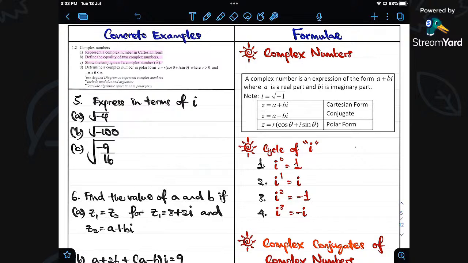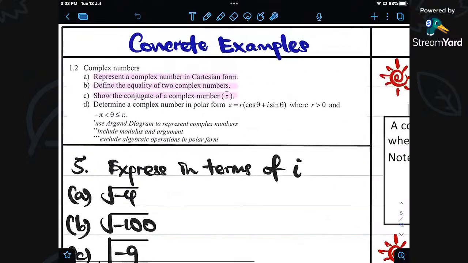All right, let's begin with the new subtopic, which is 1.2 complex numbers. There are 4 learning goals here. The first goal is to represent a complex number in Cartesian form. The next goal is to define equality of 2 complex numbers. The third goal is to show the conjugate of the complex number. And the last one is to determine the complex number in polar form. It's okay if you do not know what these goals are about. Don't worry. Let's go to the first goal.